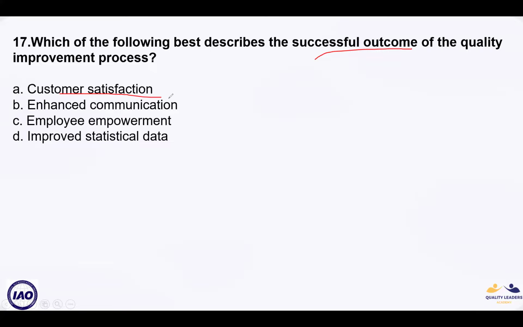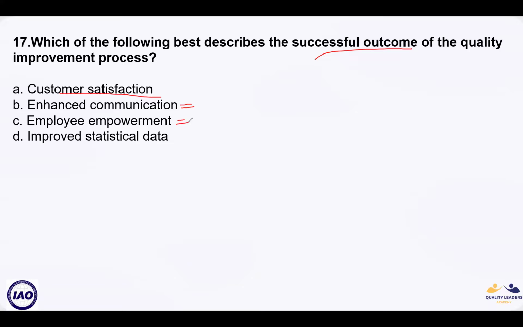Again, enhanced communication is not an outcome, it's a tool, an enabler of quality improvement. Okay, with good communication you can give good patient satisfaction and good process change, you will reduce errors, you will improve coordination. Ultimately you can satisfy the customer or patient, but this is a means and a tool, not a successful outcome. Employee empowerment, again, is also one of the tools.